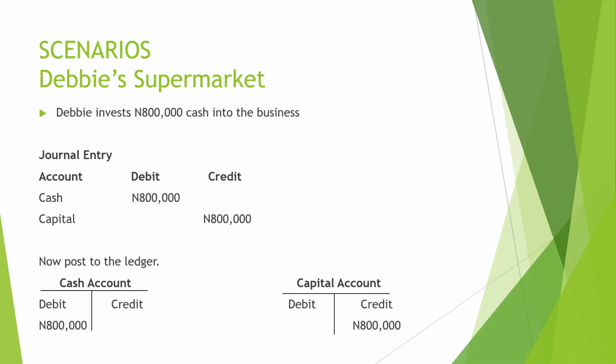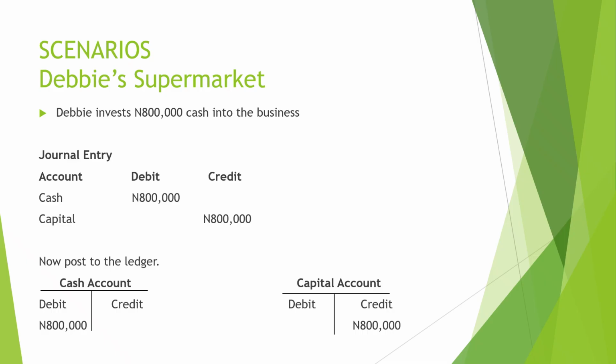Let's look at our case scenarios. Number one, Debbie Supermarket. So let's say Debbie invests 800,000 naira cash into the business. Now, what is the journal entry? Remember, assets when they increase, cash is debited, and equity, capital is equity, which is credited when it increases. Now, this is the simple journal entry.